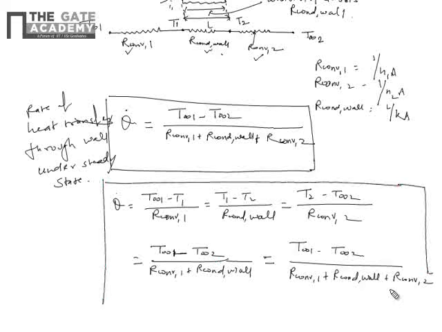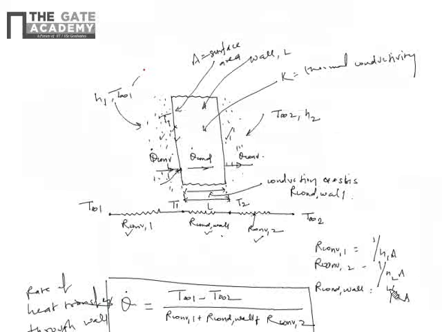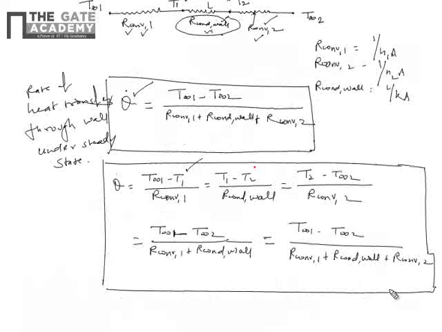So if you see this relationship, if you know the T infinity 1, T infinity 2, H2 and H1, and you know the resistances R convection 1, R convection 2 and R conduction 1, then you can find out the rate of heat transfer. Once you have the rate of heat transfer, you can find out the surface temperature T1 and T2 from this relationship.